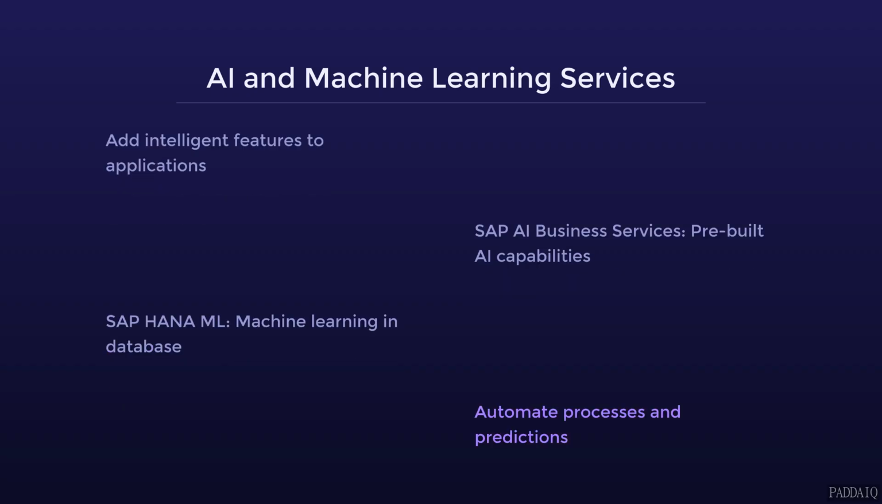Automate processes and predictions. This means using AI to handle repetitive tasks and forecast outcomes without manual effort. For example, a retail system can automatically reorder popular products by predicting future sales. This boosts efficiency by letting machines handle routine decisions, freeing people for strategic work.